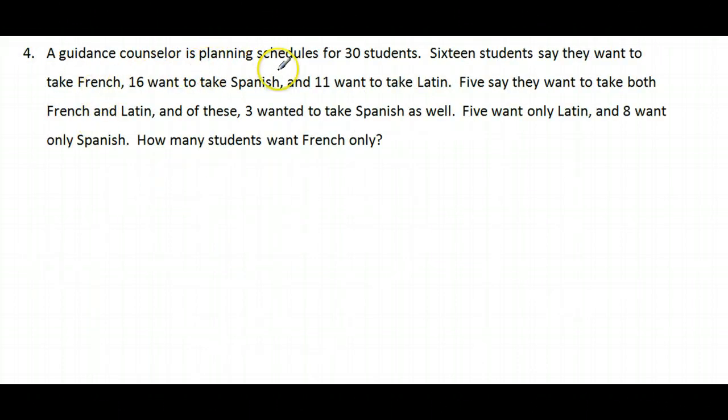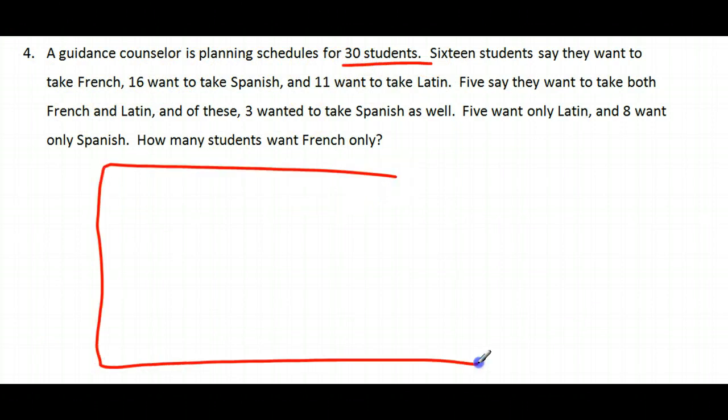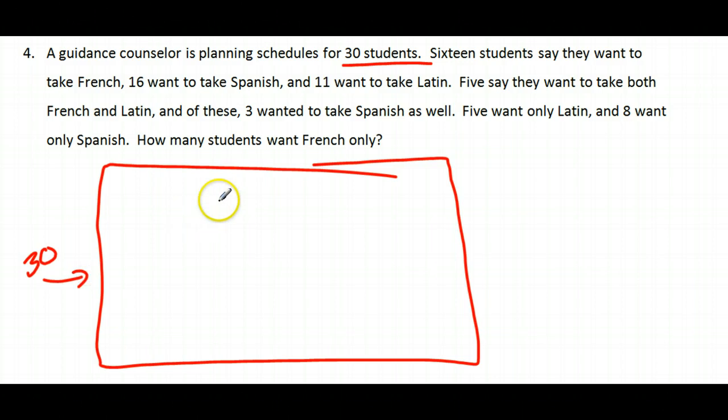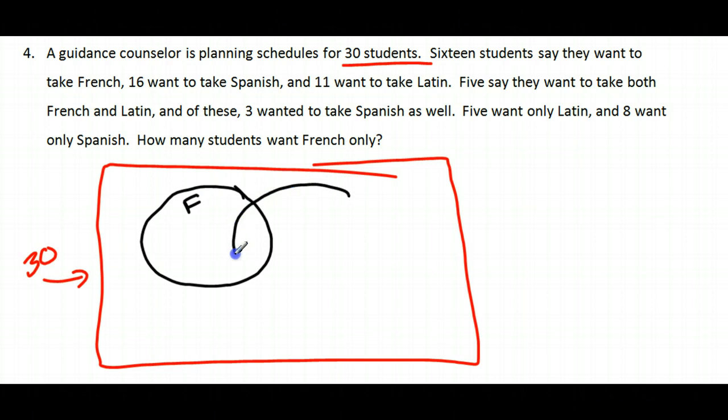And this last question here. A guidance counselor is planning schedules for 30 students. There you go, you've got your universe. You need 30 kids. 16 say they want to take French. So we need a French circle. Let's go ahead and create one. 16 want to take Spanish, so we need a Spanish circle. And 11 want to take Latin, so we also need a Latin circle.